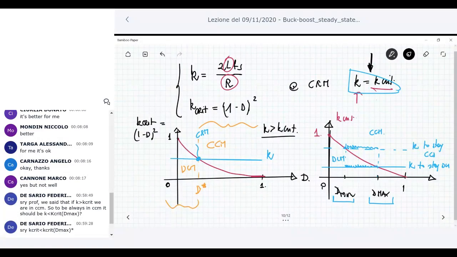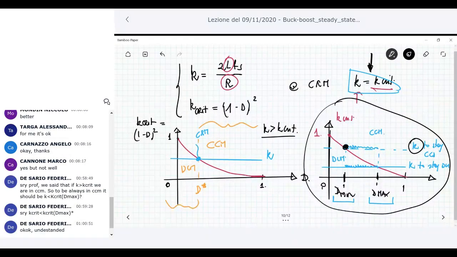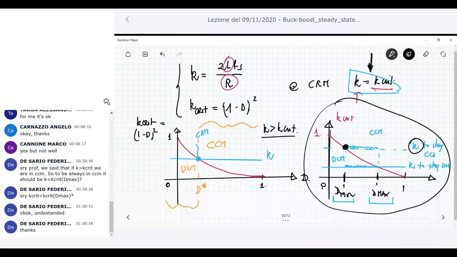So if you want to stay, for example, in that specific situation, in which you know from the beginning that your duty cycle is bounded within the minimum and the maximum, and you want to stay in CCM, you have to put a K which is always higher than the critical K. So that means you have to consider the minimum as the duty cycle in this description. You have to be sure that you are always in CCM.